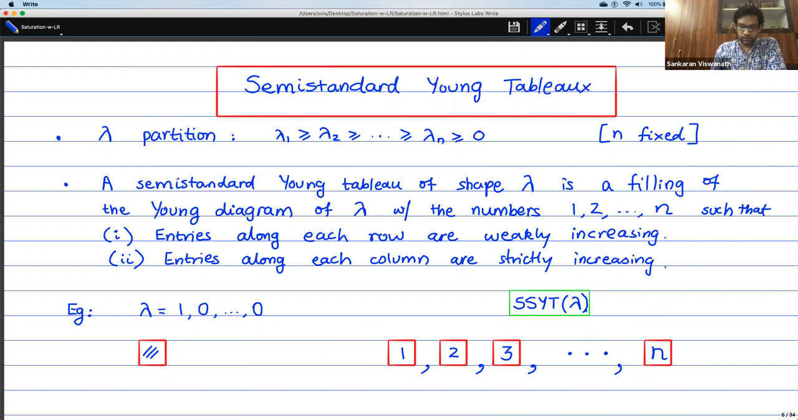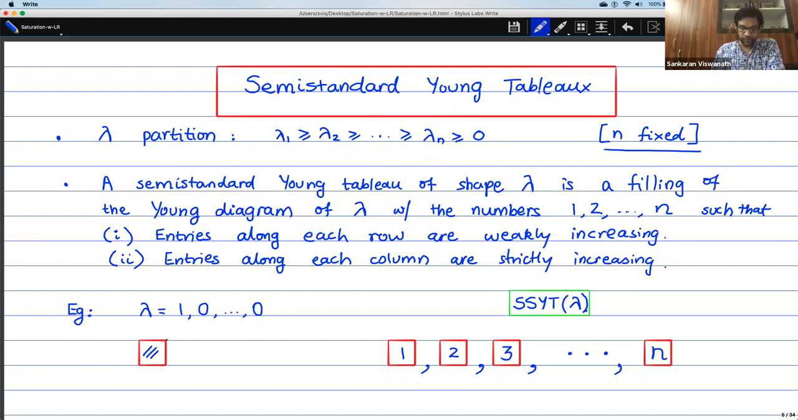So these are combinatorial objects defined as follows. If I give you a partition lambda with at most n non-zero parts, I'm going to fix n. A semi-standard tableau is just a filling of the Young diagram of the partition lambda with numbers from 1 to n, subject to the conditions that the entries in the rows increase weakly and the entries along the columns increase strictly. So here's an example of a semi-standard tableau.